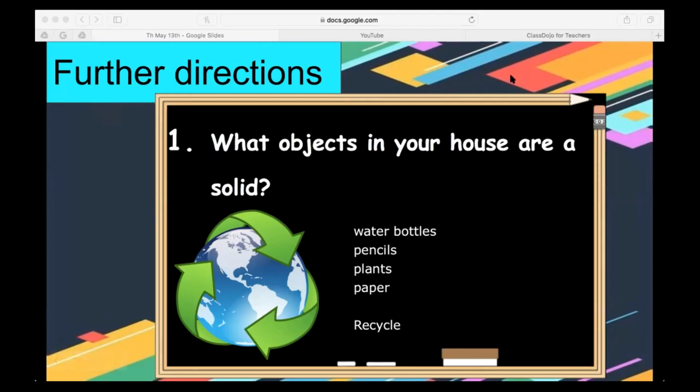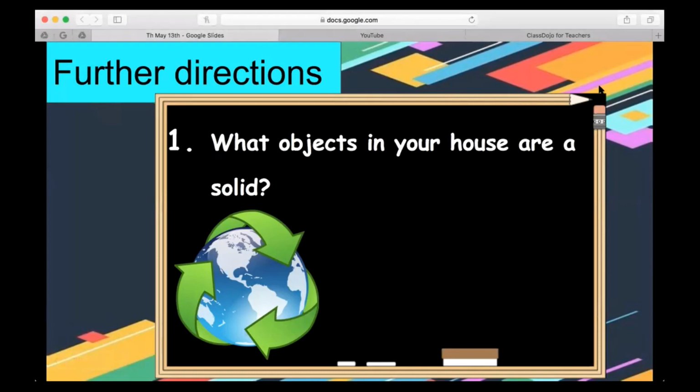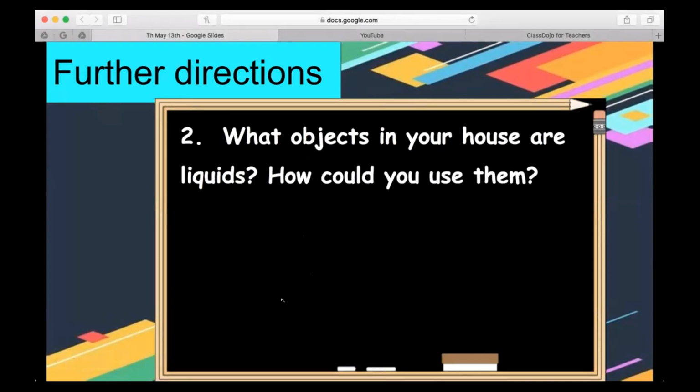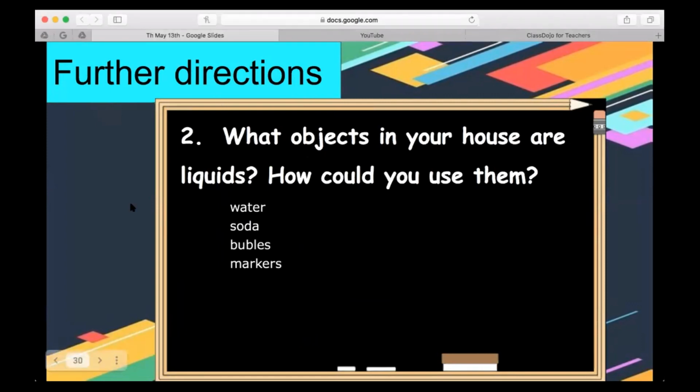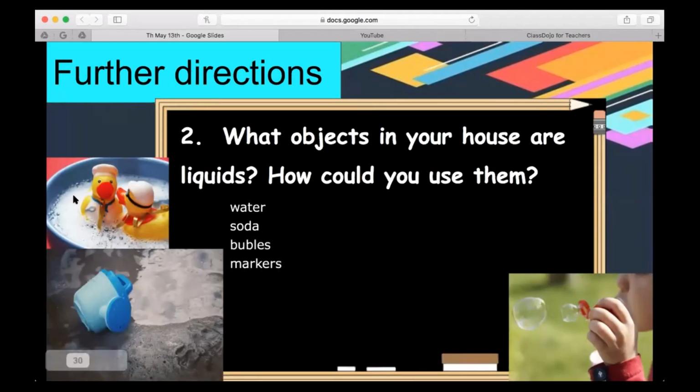So, these are some solids you could use. What about objects in your house that are liquids? How could you use them? Okay, for example, maybe you could use water, soda, bubbles, markers. The inside of markers, the color is liquid if you do some coloring. Here are some examples. Bubbles, water, okay? You could use milk, ketchup.